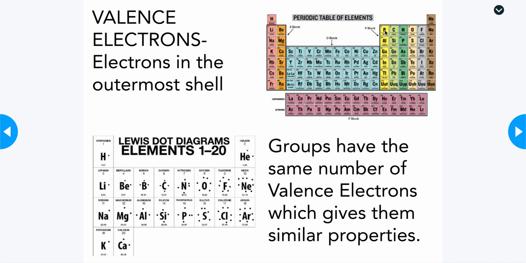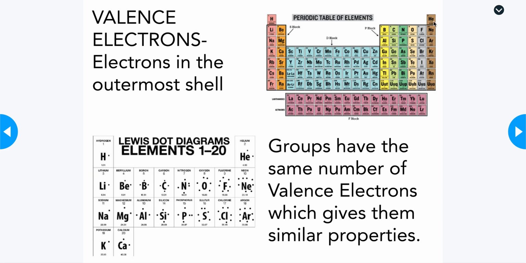So everything with boron, aluminum, gallium, indium, these all have 3 valence electrons. Carbon, silicon, germanium, tin, lead, they all have 4. Nitrogen, phosphorus, arsenic, antimony, and bismuth, they all have 5. Oxygen, sulfur, selenium, tellurium, and polonium, they all have 6. Fluorine, chlorine, bromine, iodine, they all have 7.